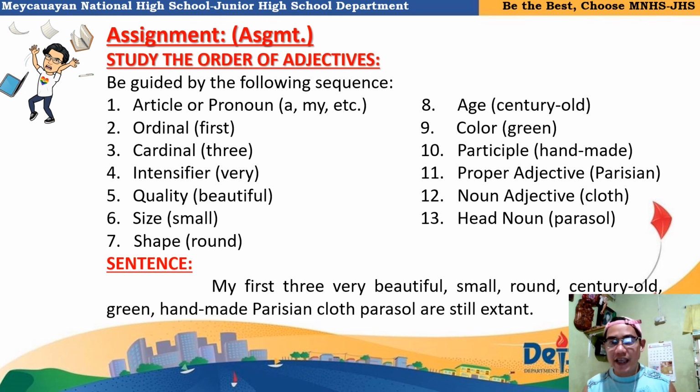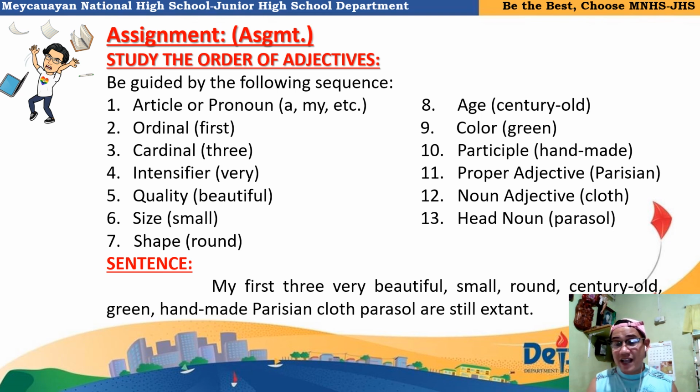Then number eight is age, color, participle, proper adjective, which of course starts with a capital letter. And then we also have the noun adjective, and then finally, we have the head noun or the word being described. Okay, so if we're going to sum up and give an example based on the adjectives given there, we have: my first three beautiful, small, round, century-old, green, handmade, Parisian cloth parasol are still extant.